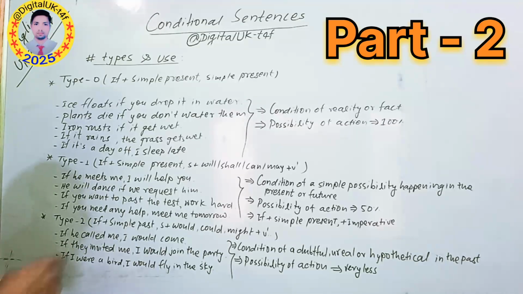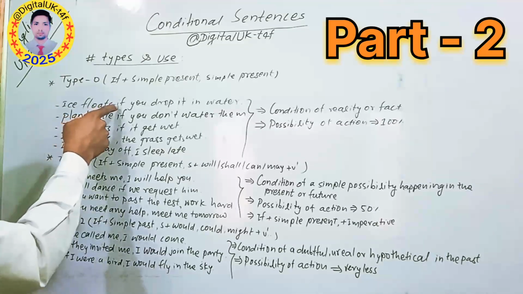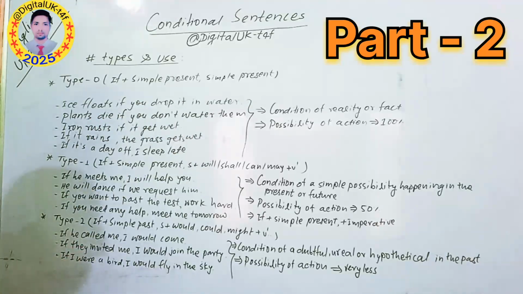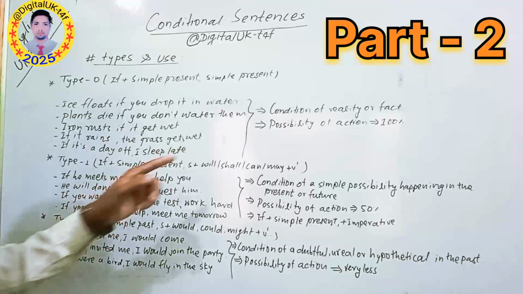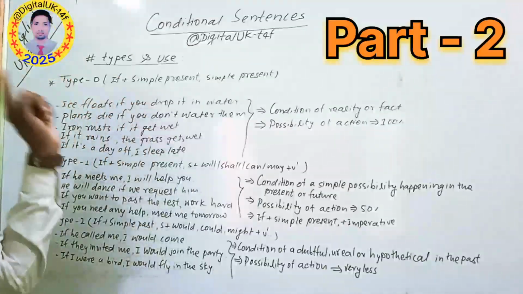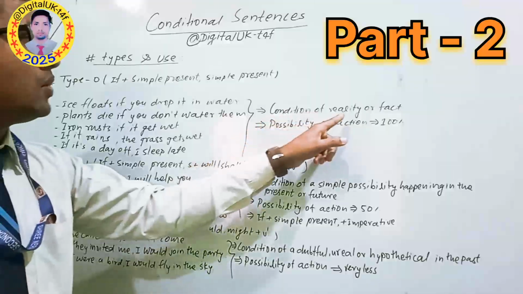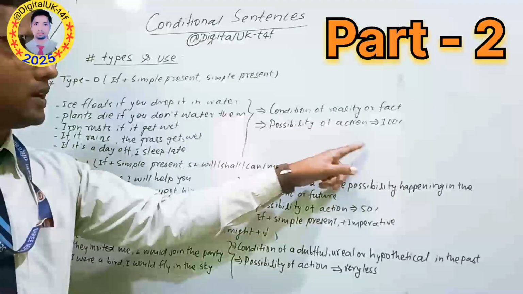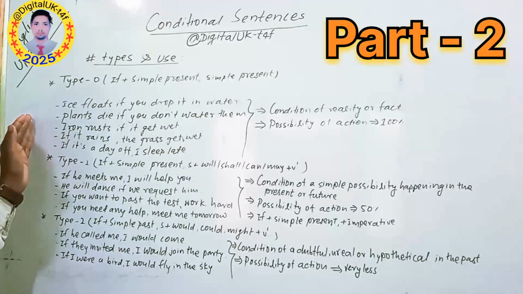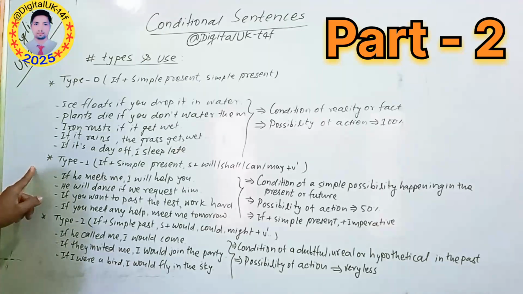So it is likewise with the other sentences. Ice floats if you drop it in water. This is a scientific fact, reality also. So overall, what should we understand here? Condition of reality or fact. So type 0 is always related with reality or fact, and the possibility of the action becomes 100%. So I hope you understood type 0.